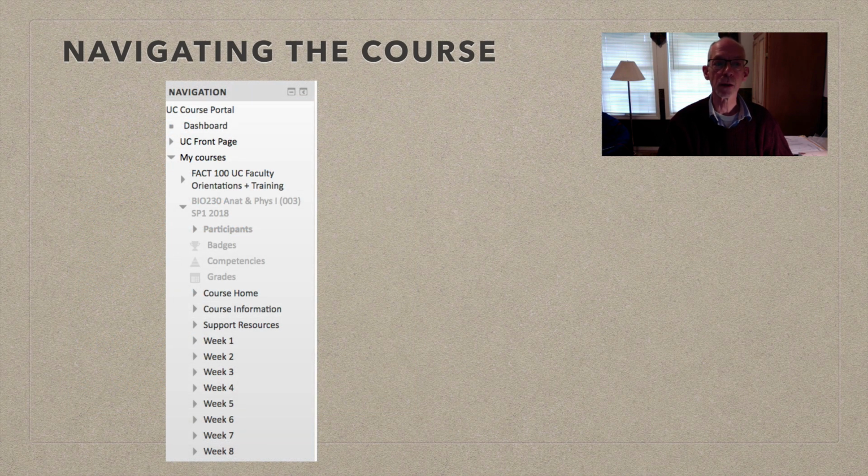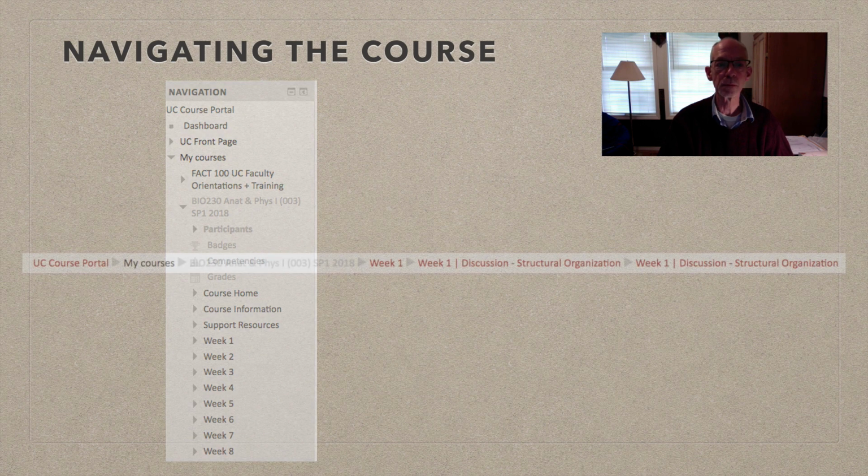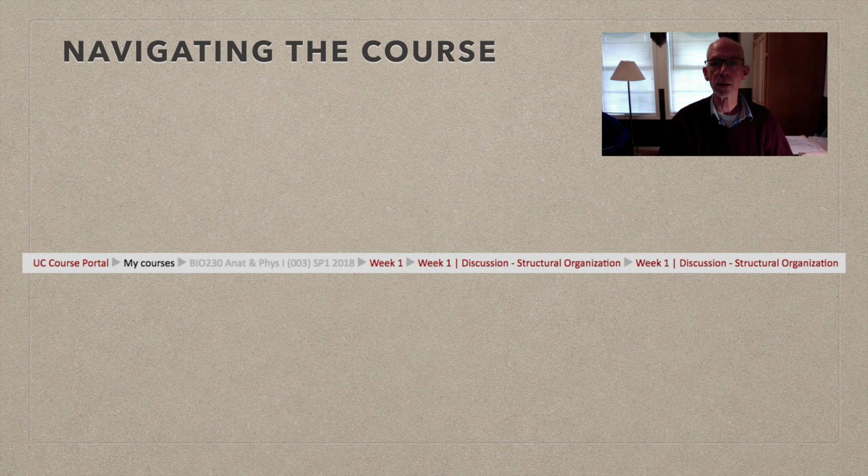You can also navigate the course by going to the navigation block found over on the left side. And as you can tell, you can just simply click on a particular section and it'll take you to that particular part pretty quickly. You can also navigate the course by using this breadcrumb trail that's up at the top. Just simply click on a particular section like week 1 or week 1 discussion structural organization, and it'll take you to that particular section of the course.